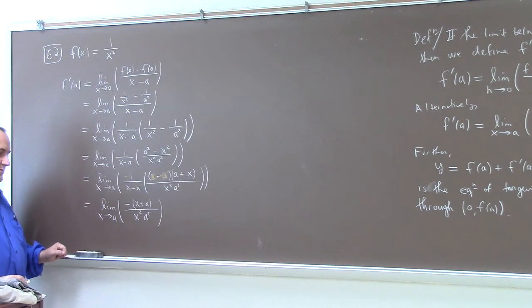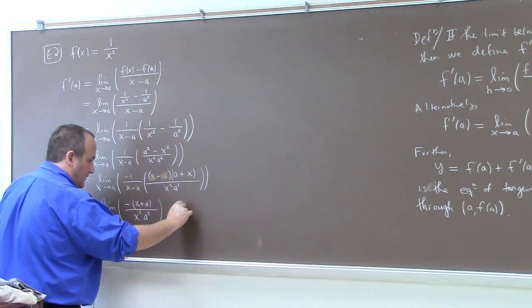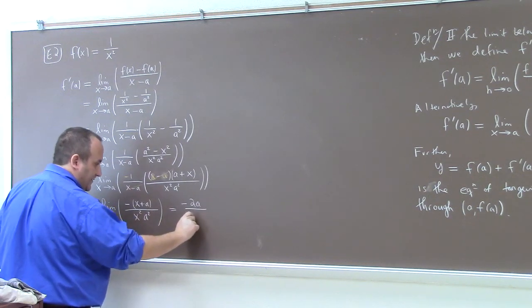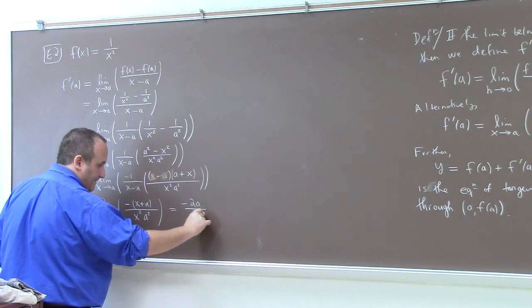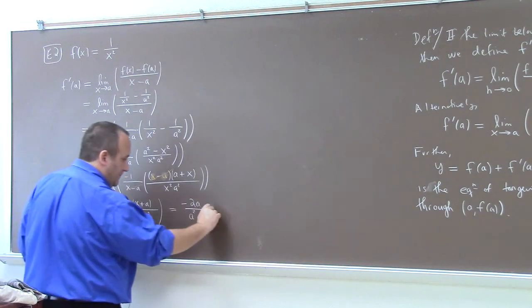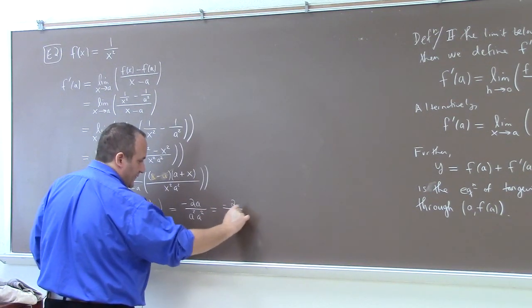So can we take this limit? See, there's no division by 0 anymore, is there? Because we canceled that x minus a factor, so that removed the indeterminacy of the limit. And now we can just plug x equals a into this. So what do we get? Minus 2a over what? a squared times a squared, right? Which gives us what? Minus 2 over a cubed.